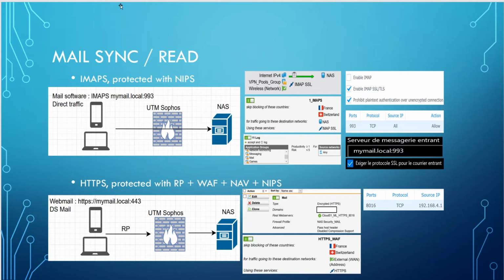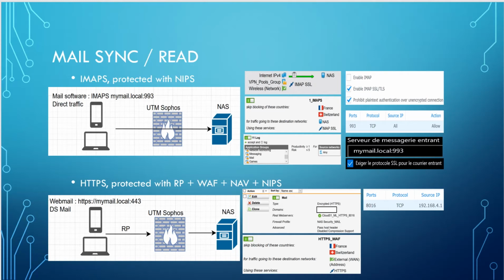Now for the firewall on the Synology, I'm saying that from anywhere in the world I can connect to port 993, but with the country protection of the Sophos device, it will only be from France and Switzerland. I could have done the same configuration here, but there is no point. And here I'm saying that I'm going to specifically use port 993 for the IMAP traffic, and that the encryption is mandatory.